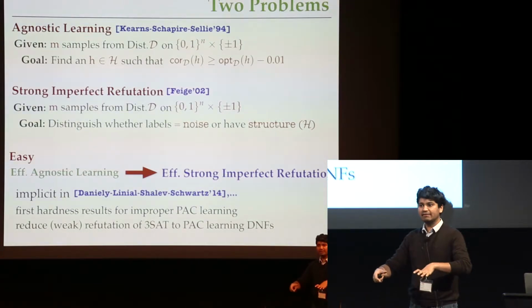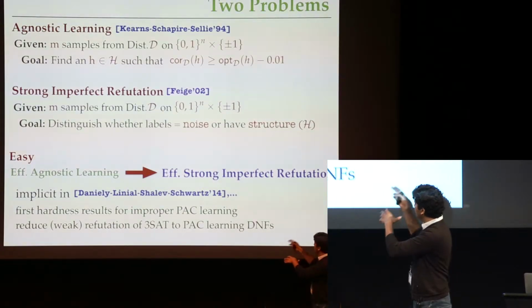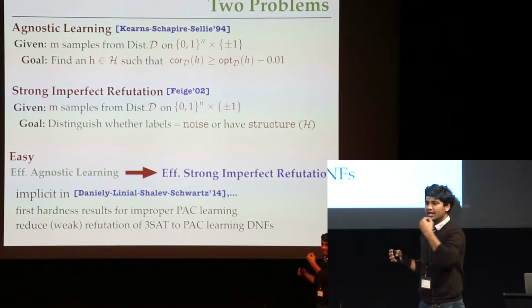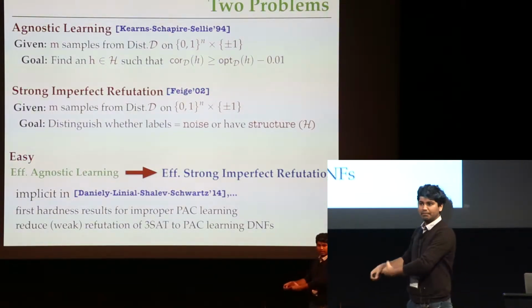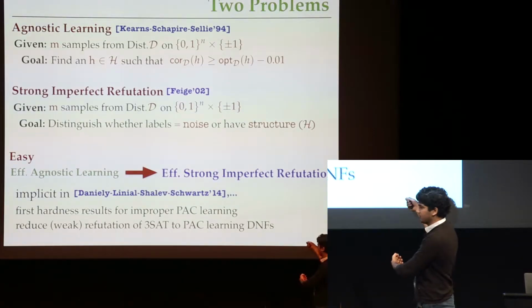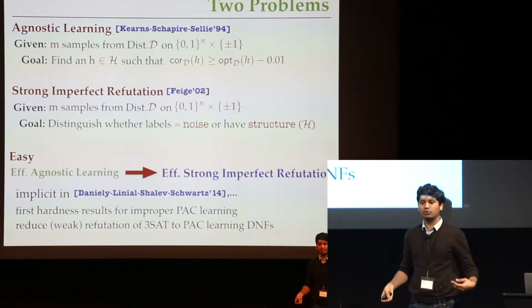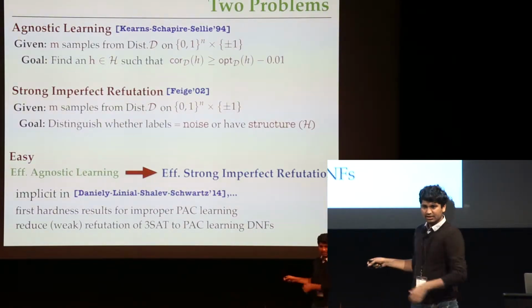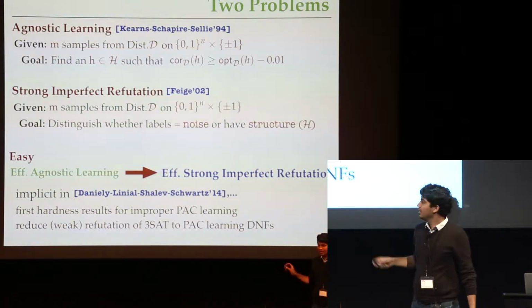And in some sense, for a long time, we did not know how to prove improper learning hardness results until Daniely et al. made this simple connection with refutation. This is somewhat implicit, but they basically showed that refuting certain CSPs can be reduced to PAC learning some natural problems like DNFs. And then they used standard hardness assumptions about refutation to derive hardness of improper learning results. Okay? So the easy direction is clear already by the way we discussed.